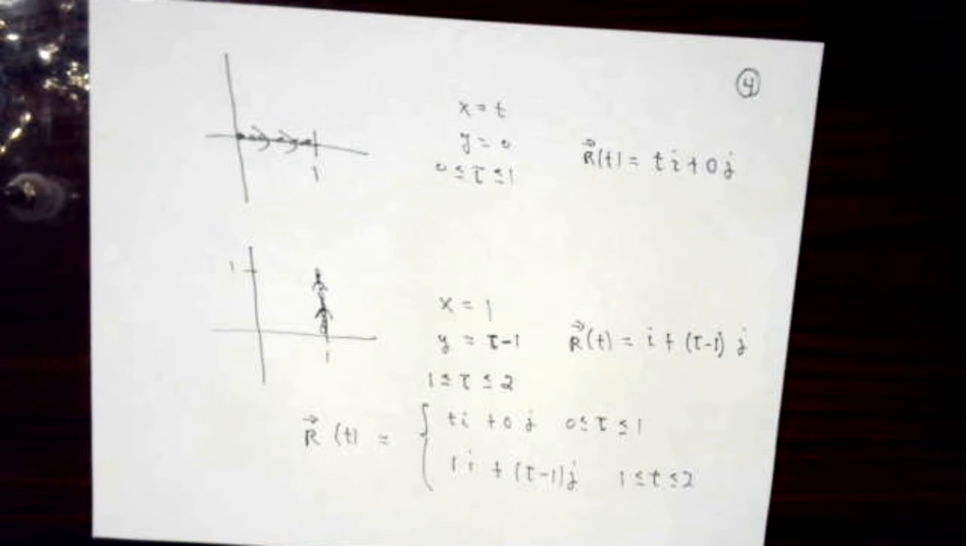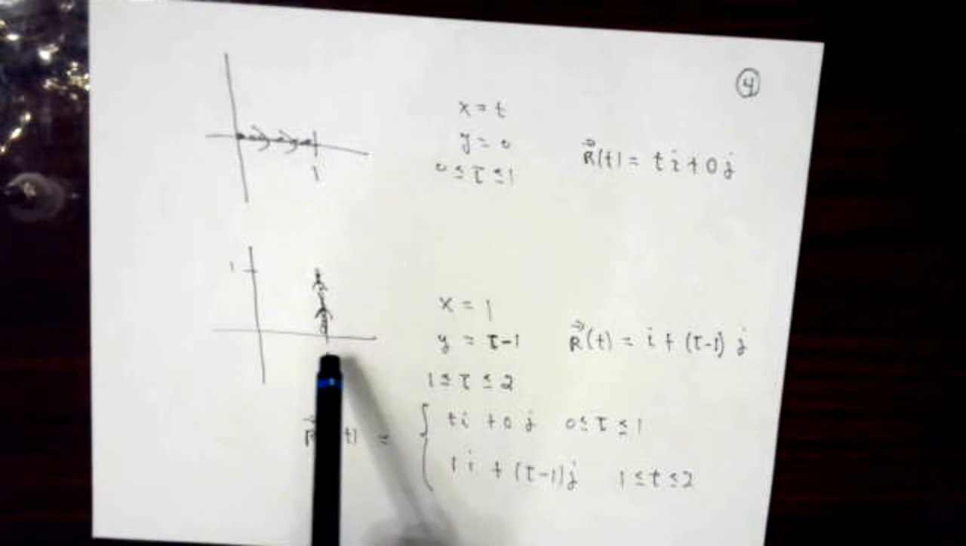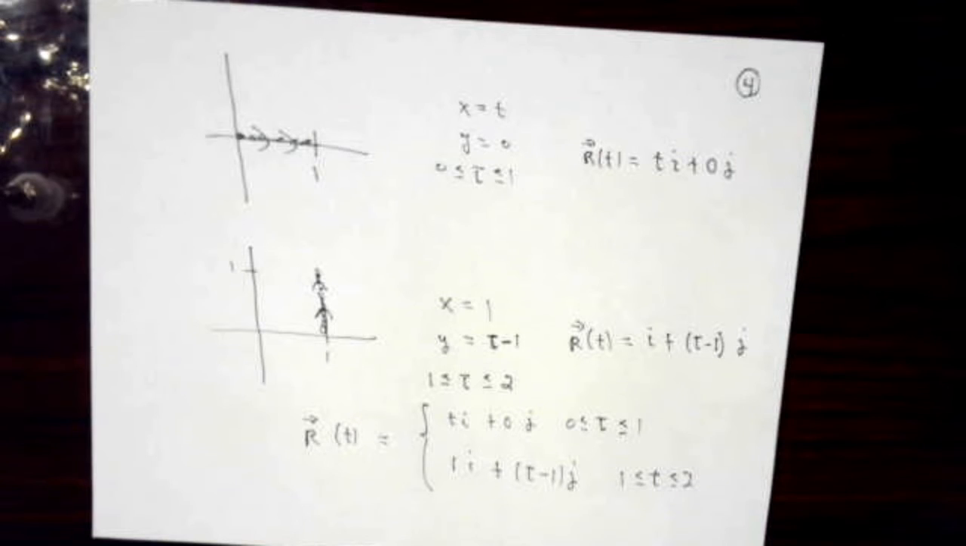So putting it all together, I've got what amounts to parametric equations, vector valued functions, which describe the location of points on my curve. Depending on whether or not t is less than 1, I could use this one, or I could use this one, depending on whether I'm looking at that piece or that piece. This is what we mean when we say that a curve is piecewise smooth.